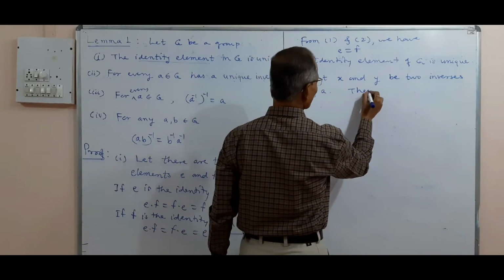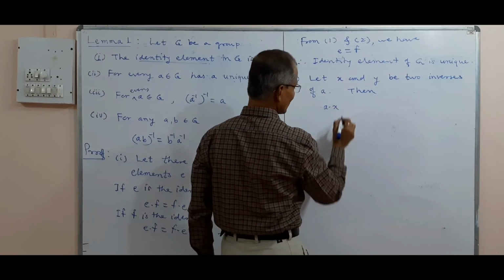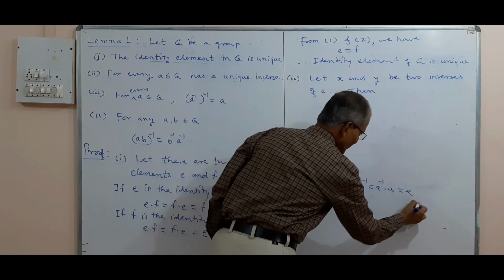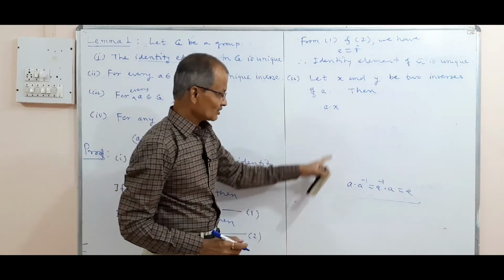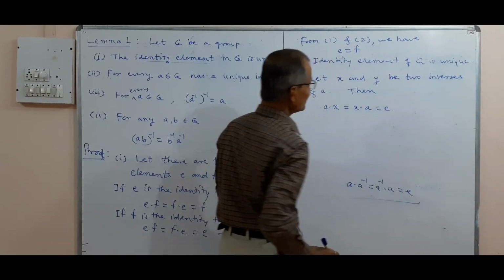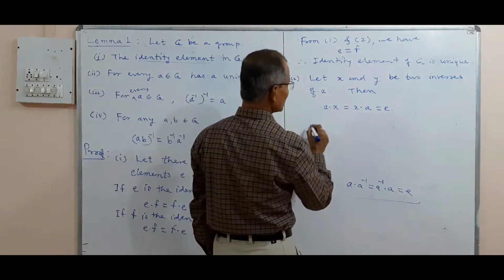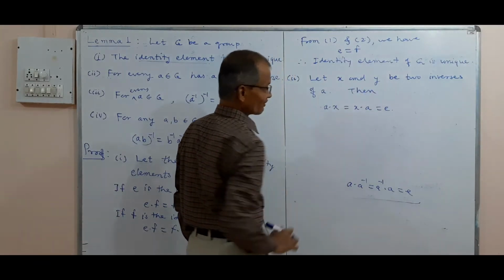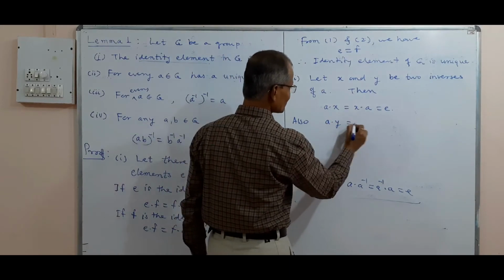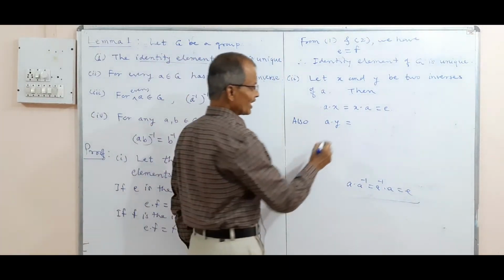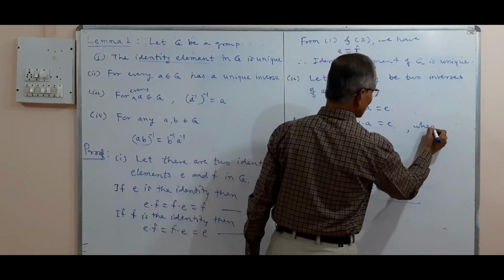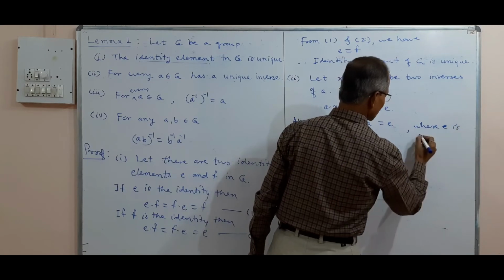Then what we will have? Definition of inverse: a into a inverse is equal to a inverse into a is equal to e. Here a inverse is x. So a into x is equal to x into a is equal to e, where e is the identity element. And this happens for x is inverse. Also, y is inverse means a into y is equal to y into a, and that is also equal to e, where e is the identity.